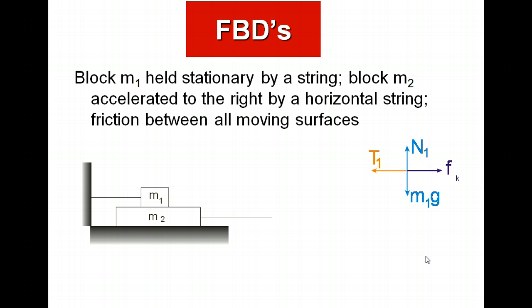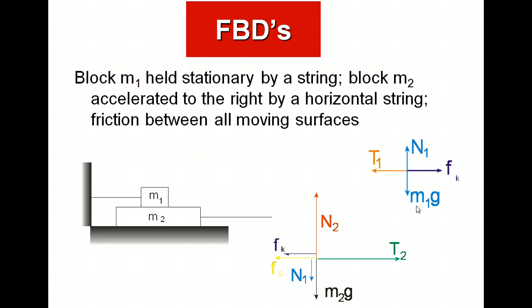So here's a free body diagram of M1. Weight and normal force. There is a tension in the string, the upper string, T1 to the left. The string can only pull, remember. But there must also be a friction force, and this is a kinetic friction force exerted by M2 on M1 to the right. Since M1 is at rest, these two forces must be equal and opposite. They have to cancel.